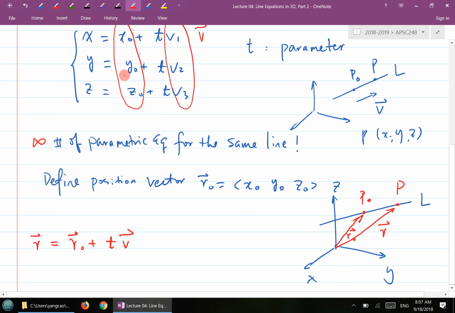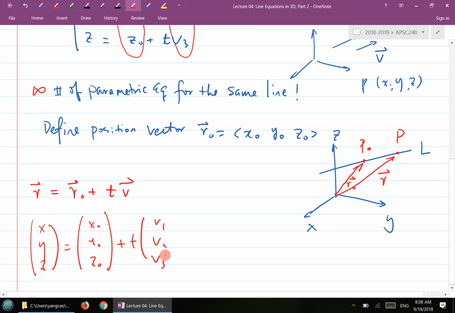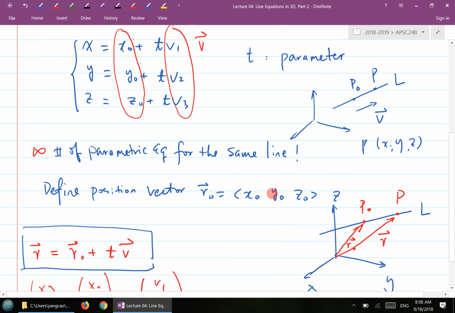Right? So you put r here. On one side r is x, y, z, and on this side r naught is x naught, y naught, z naught, and then t times v1, v2, v3. I'm using column vectors here, but that's the gist of it, basically. Okay. So for a parametric equation, you could use this instead of this.